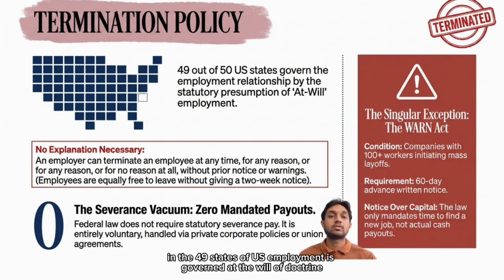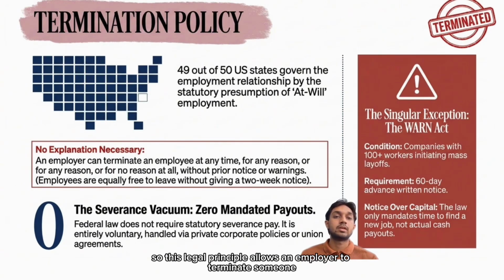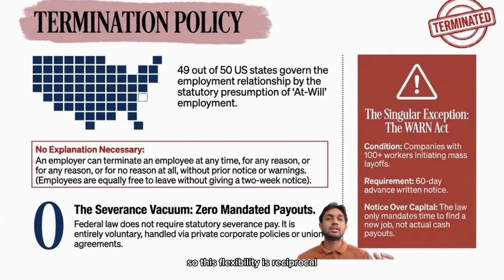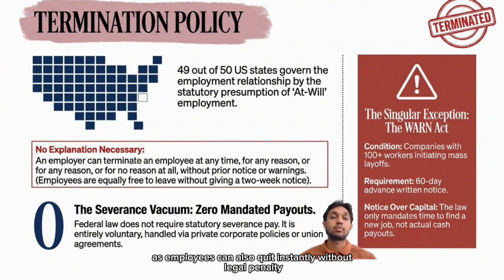In the 49 states of the US, employment is governed by the at-will doctrine. This legal principle allows an employer to terminate someone at any time, for any reason or no reason at all, without prior notice. This flexibility is reciprocal, as employees can also quit instantly without legal penalty.